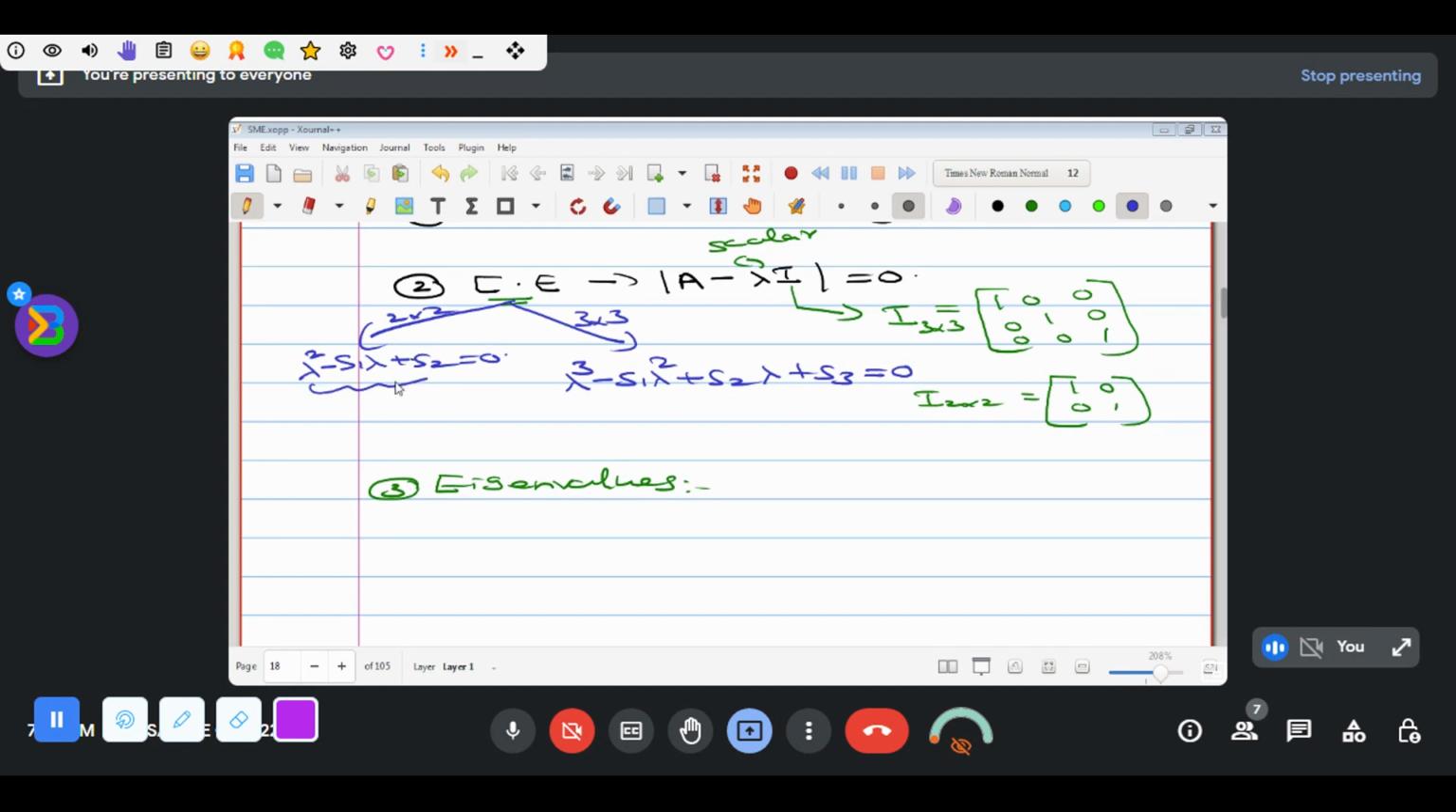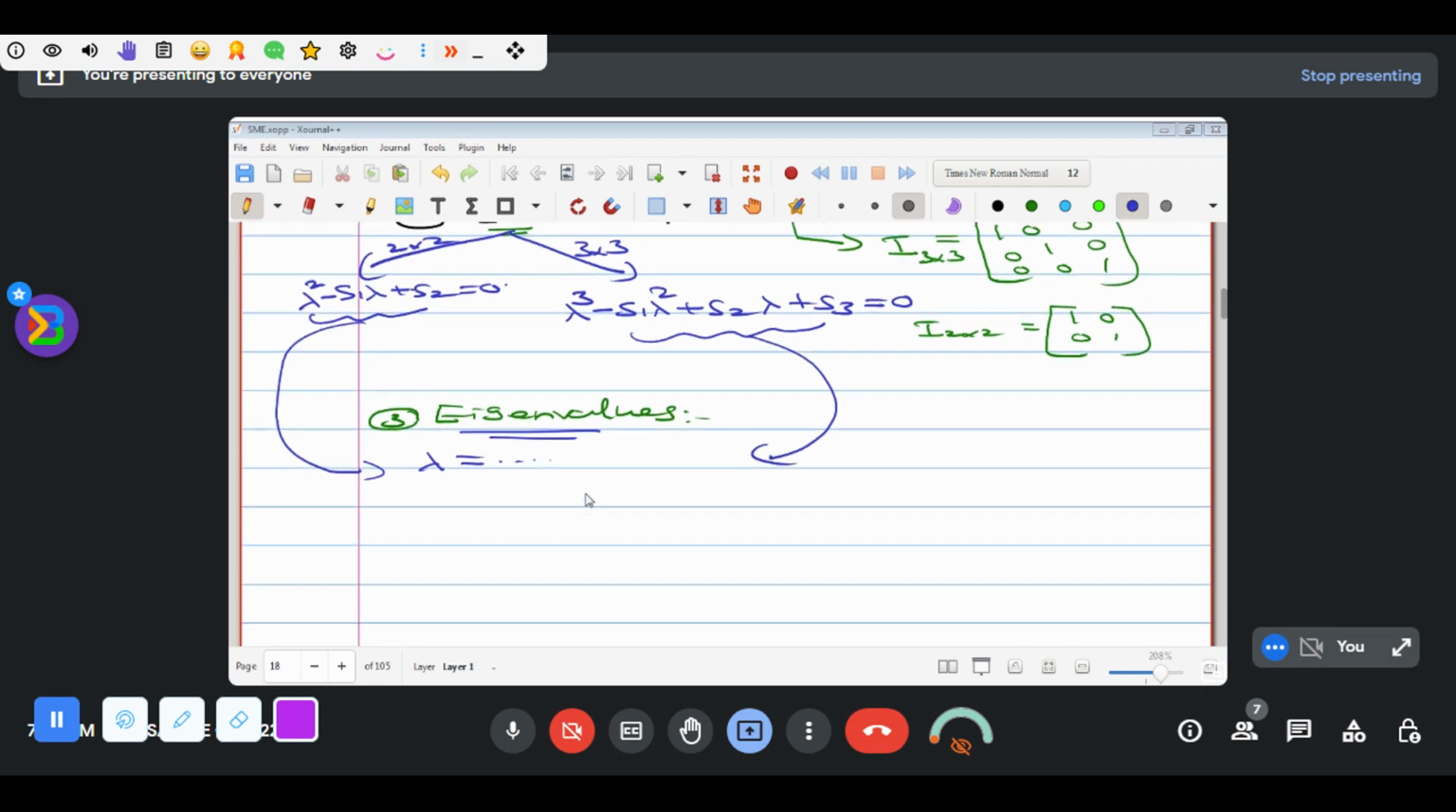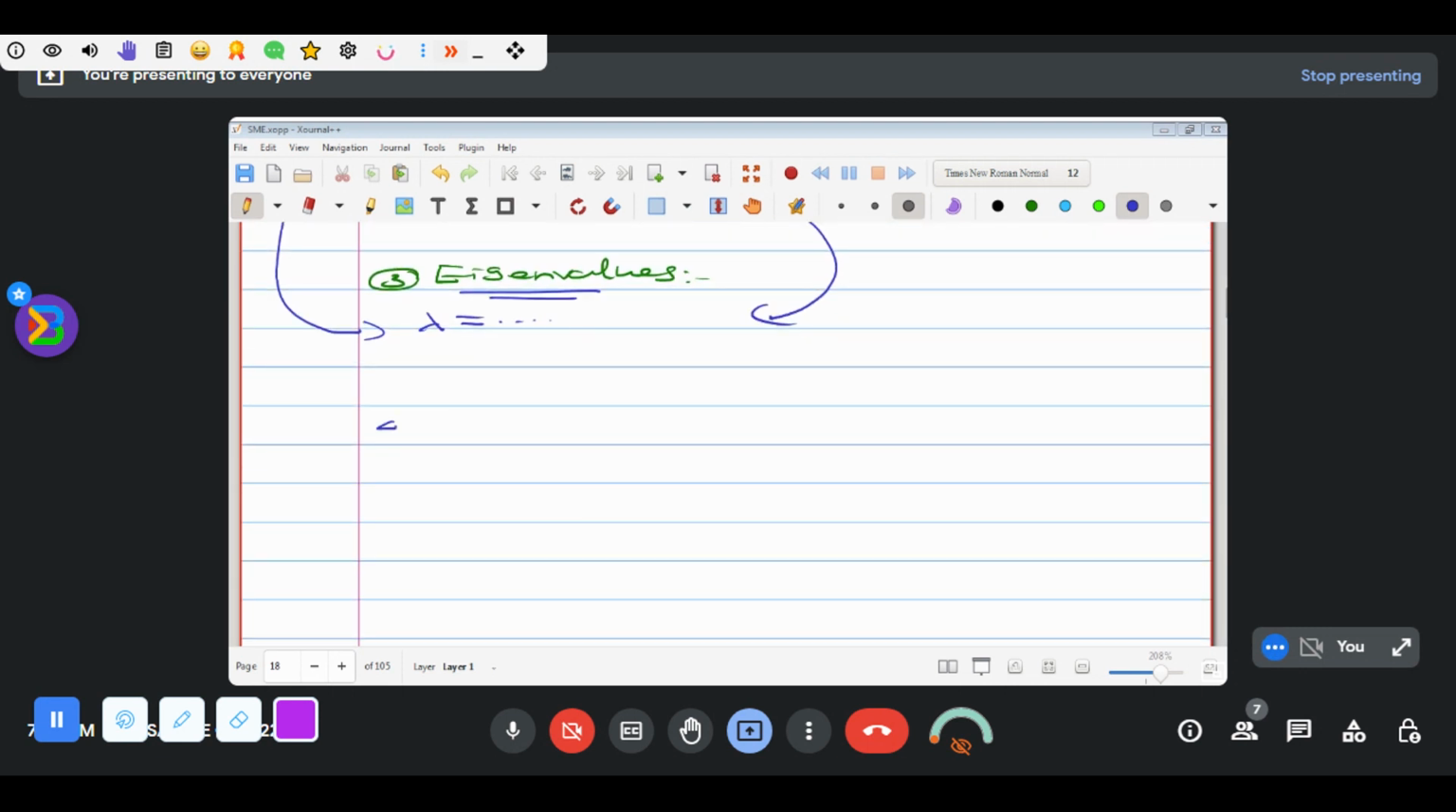In these two equations, when you get the quadratic or cubic equation, you want to solve it for lambda. When you solve the cubic equation, you get some values of lambda. Those values are called eigenvalues. In the characteristic equation, whether quadratic, cubic or fourth order, the values you get by solving in terms of lambda are called eigenvalues. Okay, this is the third step, and the fourth step is the eigenvector.